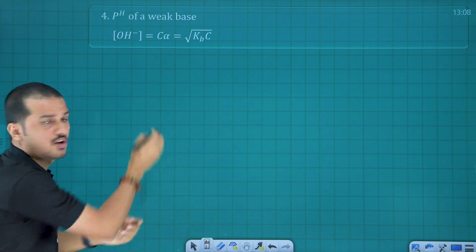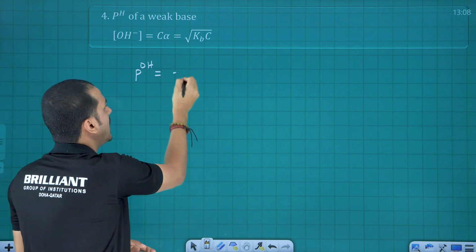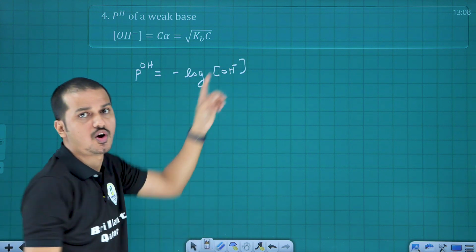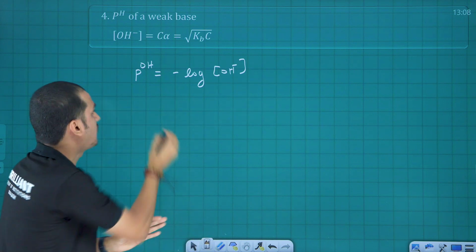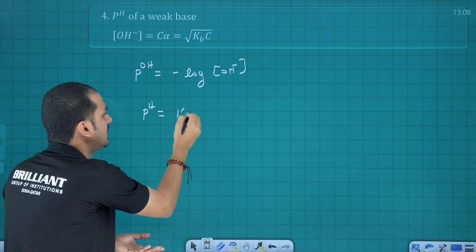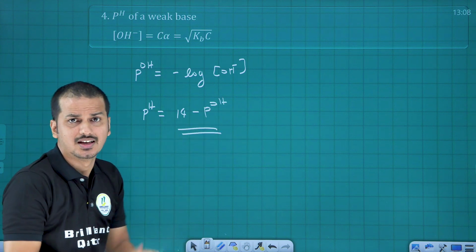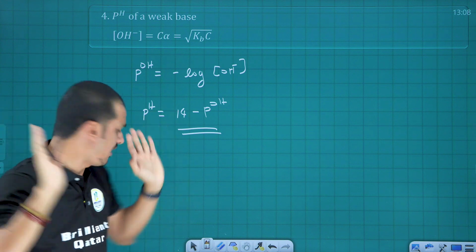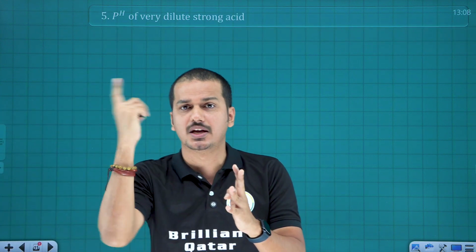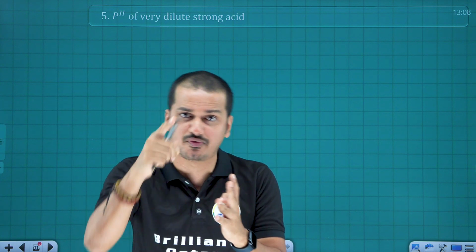If you know the concentration of OH minus, you can find out pOH. pOH is minus log concentration of OH minus. Then you can find out pH: pH is equal to 14 minus pOH. Like that you can directly calculate. Clear or not? So those 4 ideas we learned: pH of strong acid, pH of strong base, pH of weak acid, pH of weak base.